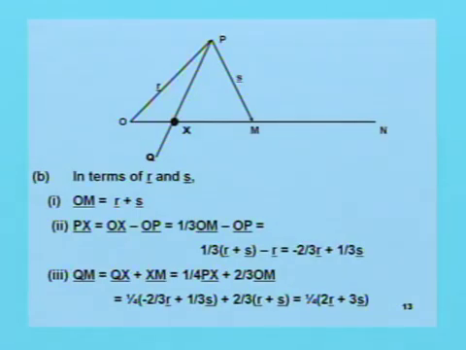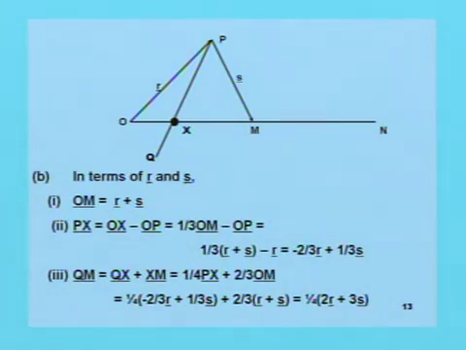The solution continues. In terms of vector r and vector s, vector OM is equal to vector r plus vector s. Look at OM, and if we follow the triangular law for vector addition, you will conclude that vector OM is equal to vector r plus vector s.